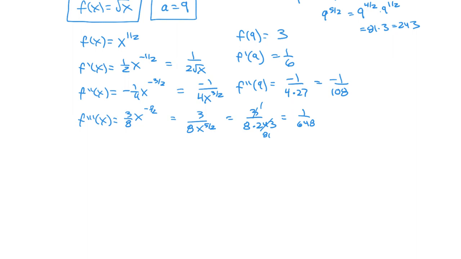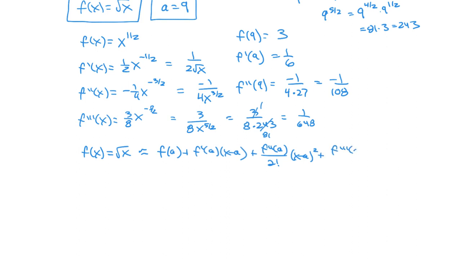We've done the work. So now we can say, okay, so f of x, our function, is the square root of x. And we know that it's approximately equal to f of a plus f prime of a times x minus a plus f double prime of a over 2 factorial times x minus a squared, and then plus f triple prime of a over 3 factorial times x minus a cubed, because we're doing the third degree, right, or third order Taylor polynomial.